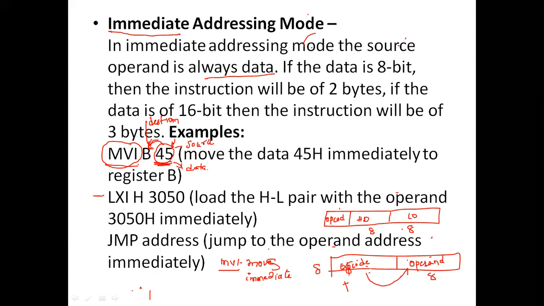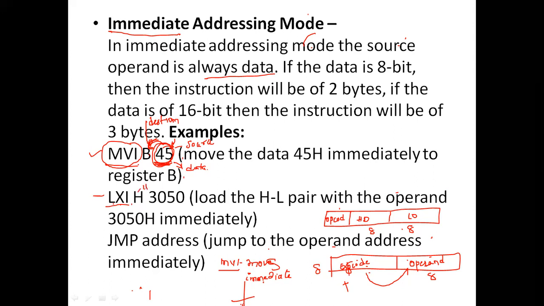As the name itself suggests, immediately move the data into the specified register that I am specifying. So here in this example, MVI B 45 means move this 45 data into the B register immediately. Another example here is LXI, which means load immediately, H 3050. It is 16-bit data, the HL pair.